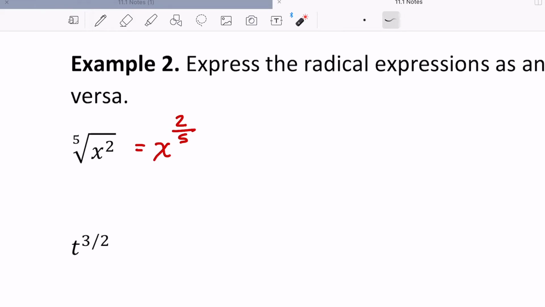Second example, we have t to the power of 3/2. I have a rational exponent. I'm going to rewrite it as a root. Okay, this time around, I'm going to take the exponent and I'm going to use it as the root. So we have the square root of t cubed. Okay, now remember, anytime we have a square root, the 2 is not needed in the index, so it simply becomes the square root of t cubed.